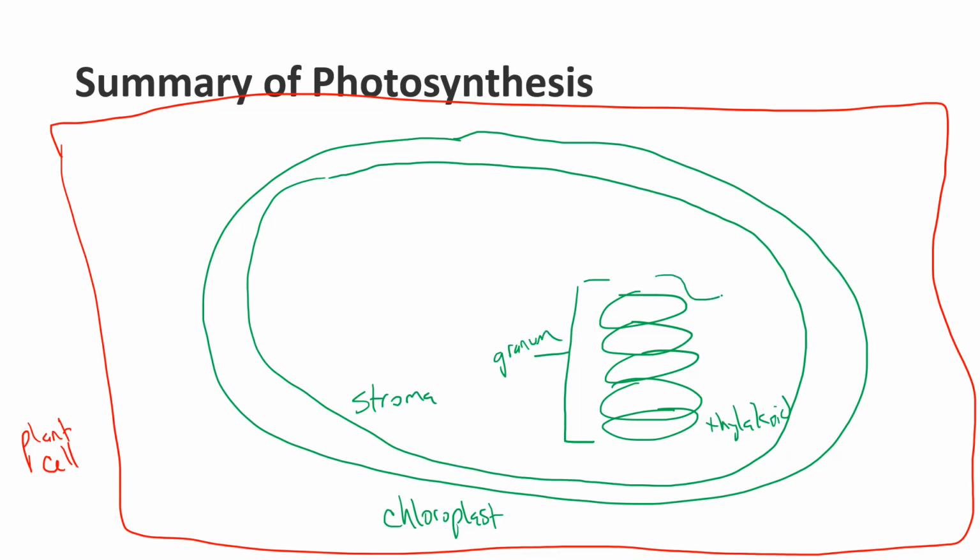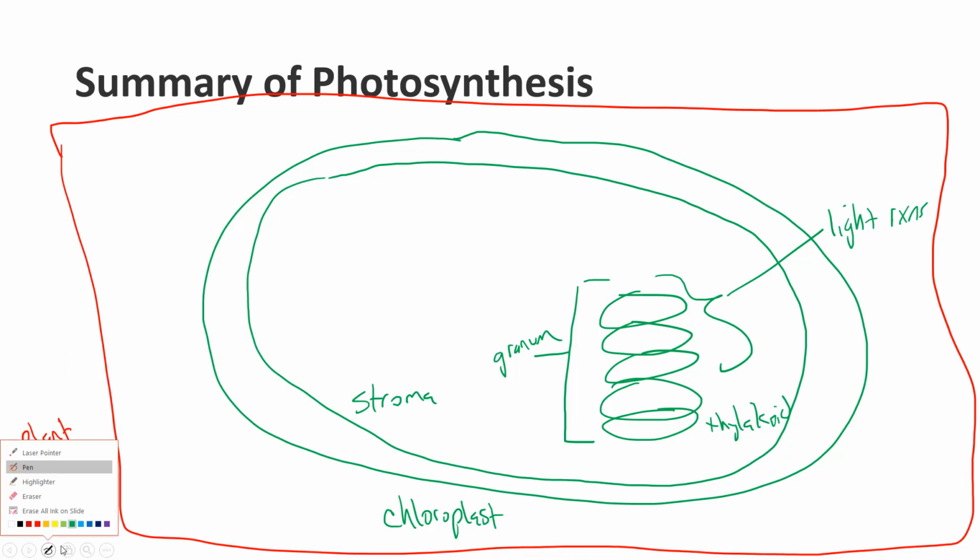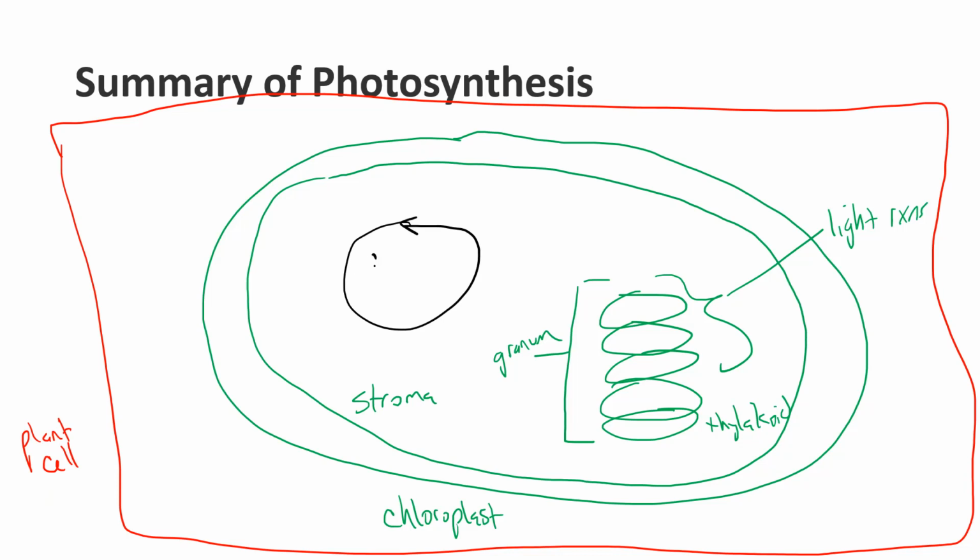And that is where half of photosynthesis takes place, is in the thylakoids, right? So photosynthesis is broken into two parts: the light reactions, or the light dependent reactions, and the light independent reactions. And the light independent reactions are often referred to as the Calvin cycle, right? So here's the Calvin cycle, aka the light independent reactions, or sometimes referred to as the dark reactions.